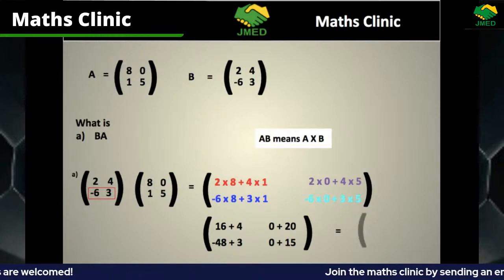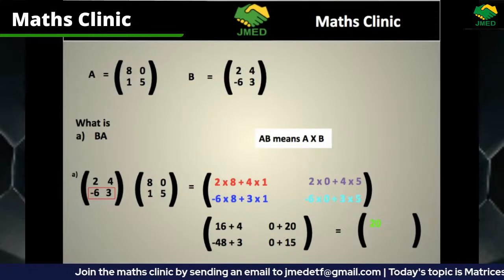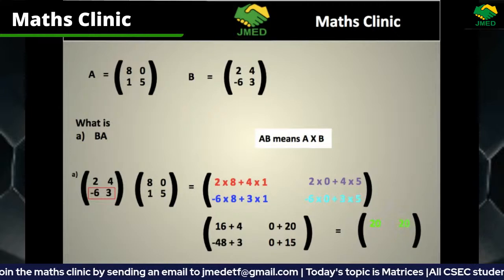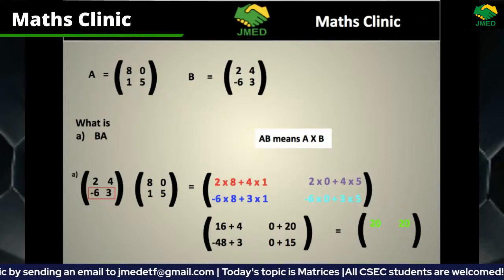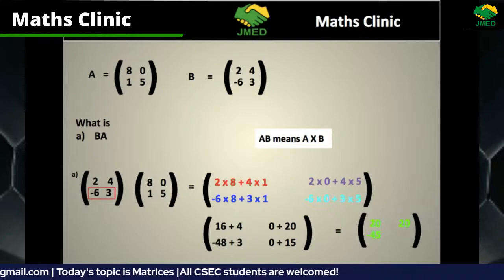Simplifying, we have 16 plus 4, which is 20. 0 plus 20, which is 20. Minus 48 plus 3, which is minus 45. And 0 plus 15, which is 15.